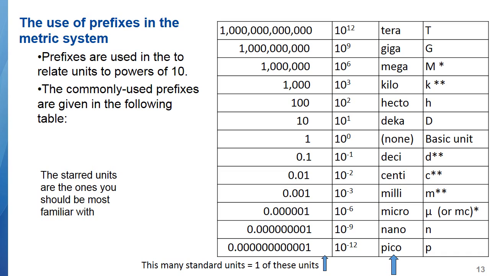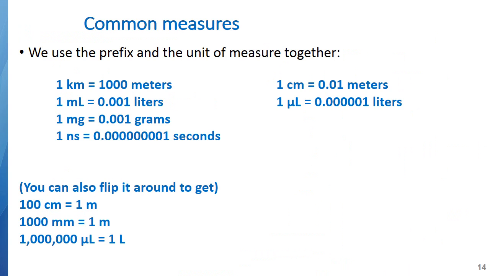So let's see how we can use them. Here are just some of the common measures that you might see if we put the prefix and the unit together. A kilometer is the same as 1,000 meters. A milliliter is 0.001 liters. You can multiply both sides by 1,000, and you could also say that you have 1,000 milliliters in a liter. Either way, they're equivalent to each other.